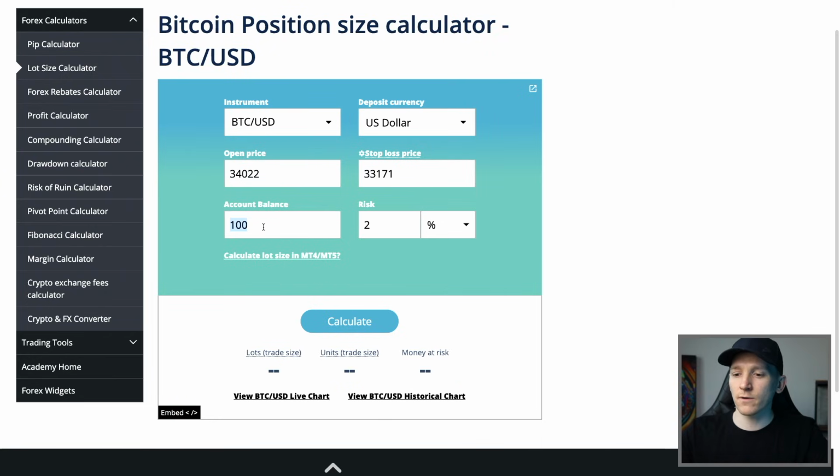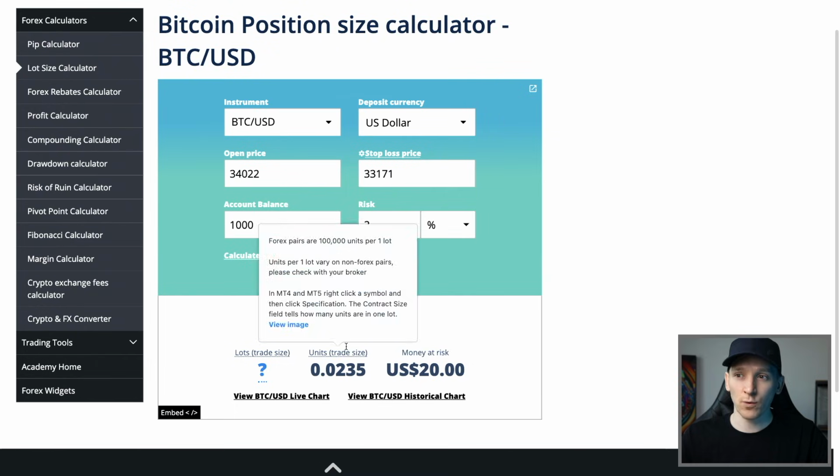Let's say we have a $1,000 account balance and we want to risk 2%. Most traders will risk 1 to 3%, something like that. If you're really confident in a trade, if you just want to take more risk, maybe 5% of your trading account, you can do whatever you want. We'll do 2%, right? So calculate. Now we know that if we have a $1,000 account balance, obviously 2% of that is $20.